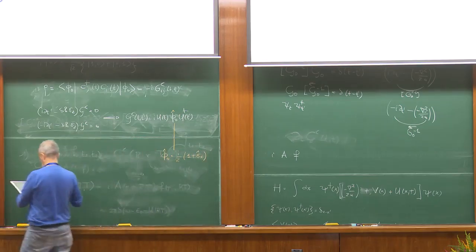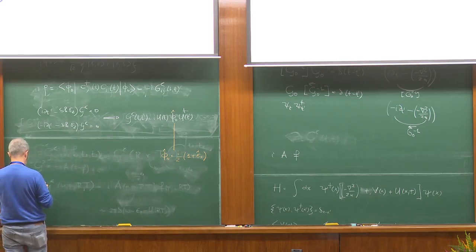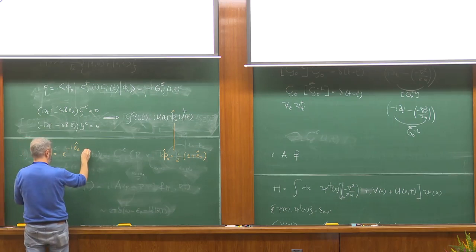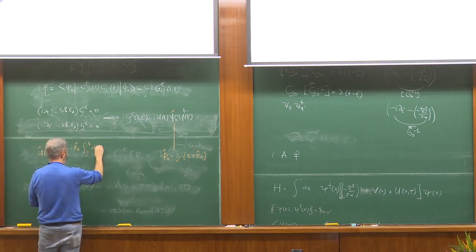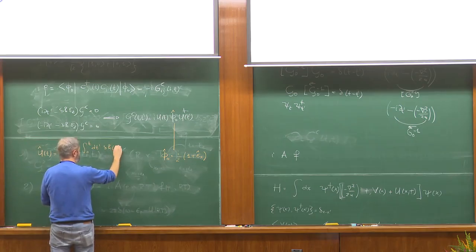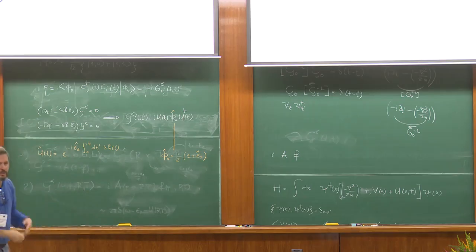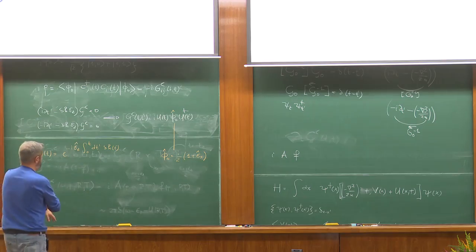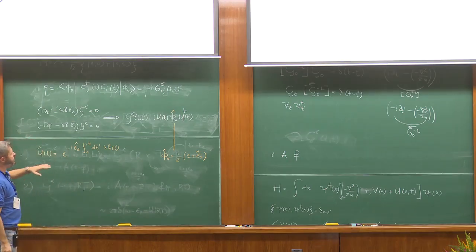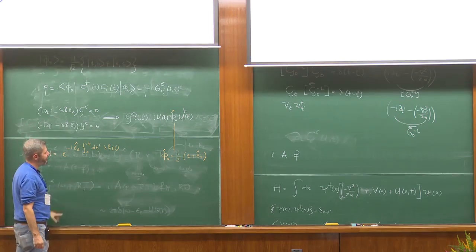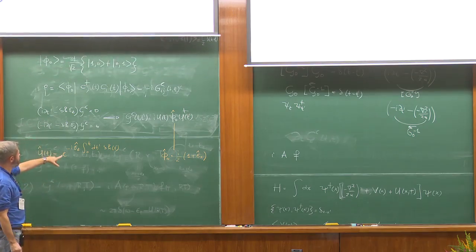And u of t is e to the minus I sigma z integral 0 to t dt prime of delta h of t prime. Well, now you can put the two indices to be equal, and that's your Green function, your density matrix, and everything else. Now, what is the story now?